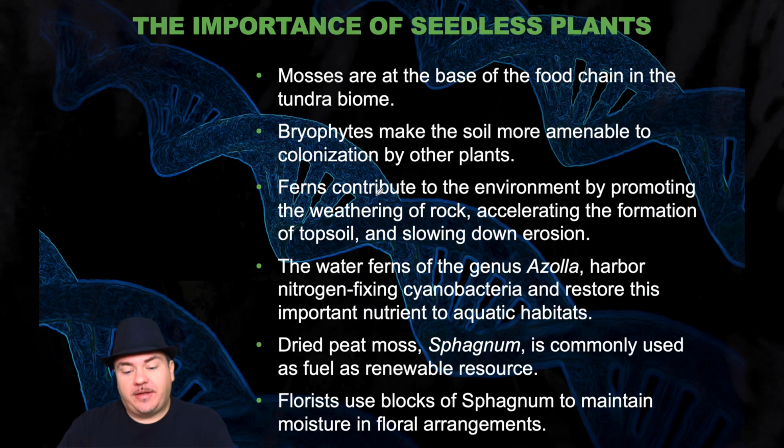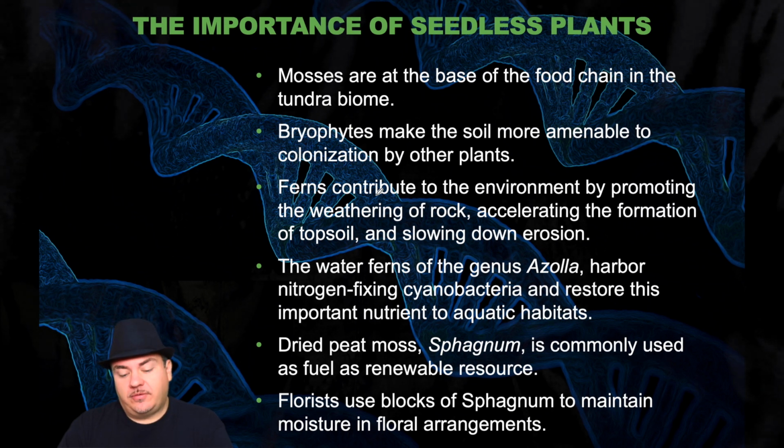All right, so for the seedless plants, mosses are the base of the food chain. Bryophytes make the soil more amenable to colonization by other plants. Ferns contribute to the environment by promoting the weathering of rock, accelerating the formation of topsoil, and slowing down erosion. The water ferns harbor nitrogen-fixing cyanobacteria and restore this important nutrient to aquatic habitats. Dried peat moss is commonly used as fuel as a renewable resource. And then florists use blocks of sphagnum to maintain moisture in floral arrangements. So these are ways that seedless plants are important to both humans and our environment.